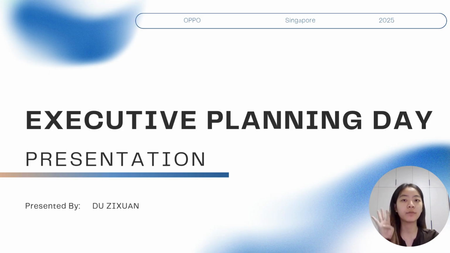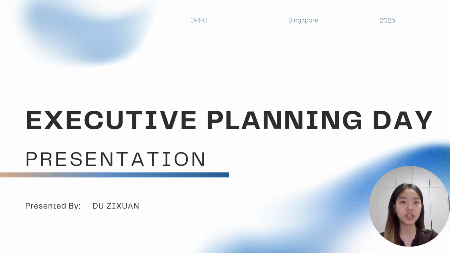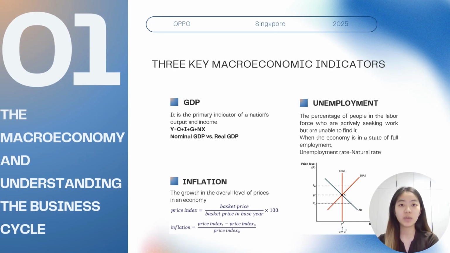I'll be talking about four topics and how each of them affects our procurement decisions. Let's start with the first one, the microeconomy and the business cycle. The most basic concept here is GDP, which measures a country's total output and income. We usually calculate it as GDP equals C plus I plus G plus NX. Let me explain it: C is consumption, I is investment, G is government spending, and NX is net exports.